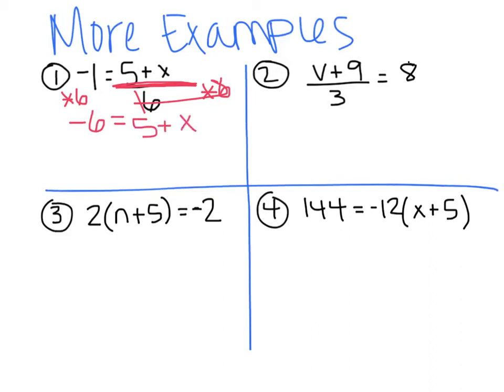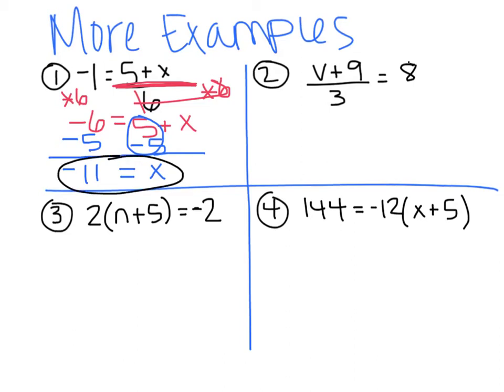Now, we're trying to get x by itself, which means we have to get rid of that 5. That 5 is adding 5, so we're going to subtract 5 on both the variable side and the solution side. And when I do that, I get left with x equals -11, and there's my answer.